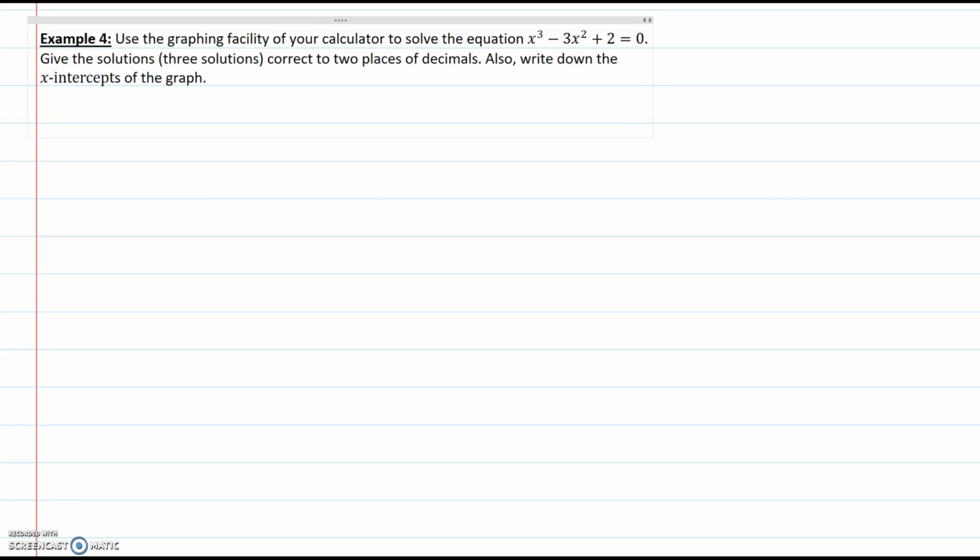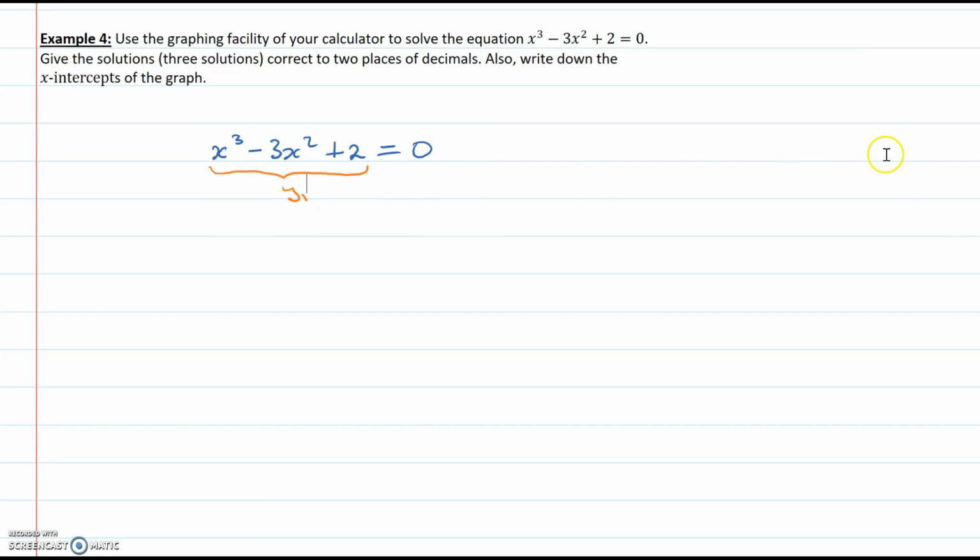Use the graphing facility of your calculator to solve the equation x cubed minus 3x squared plus 2 equals 0. So this is one of those occasions when you have one side of an equation set equal to 0, so we can use the zero function. You could use the intersect function as well, but the zero function is generally recommended in this case, although I don't think there's any great value to it over using intersection. But anyway, let's do it the standard way.